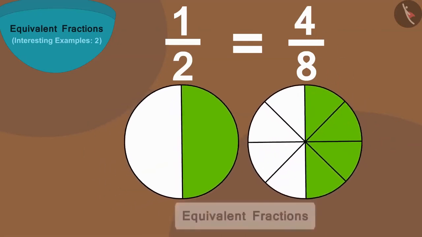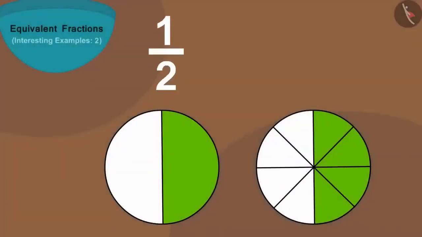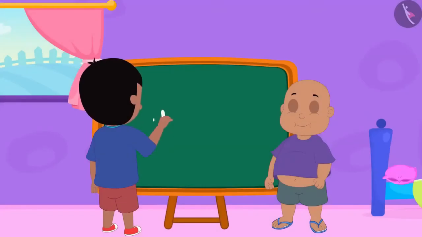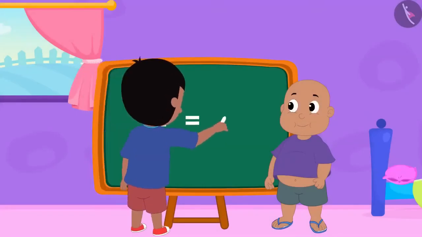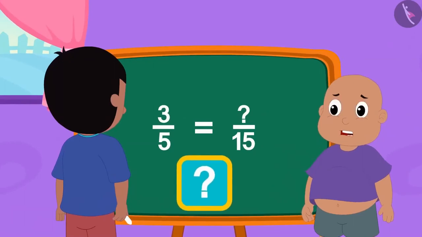In this way, we have the numeral above our equivalent fraction as 4. In this way, half is equal to 4/8. This is Raju's next fraction. Children, can you find this fraction?